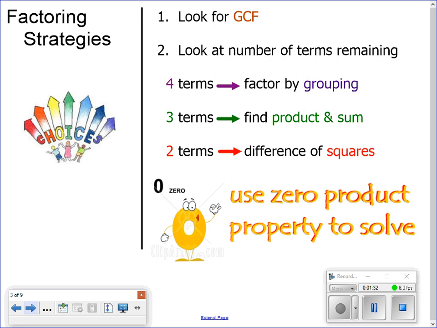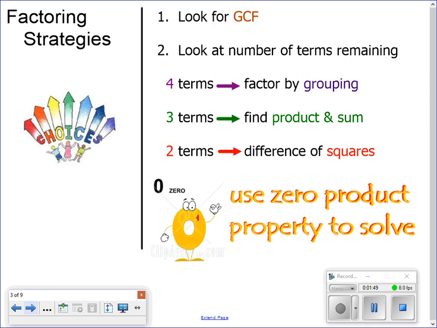When we're factoring, before we solve the equation, we always factor it first. We need to look at our strategies for factoring. So the first thing we do is we pull out the GCF. So look for your greatest common factor. That's the very first thing that you want to do each time, is to look for a GCF, and then pull that greatest common factor out.